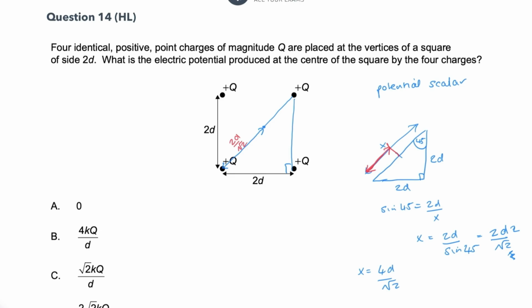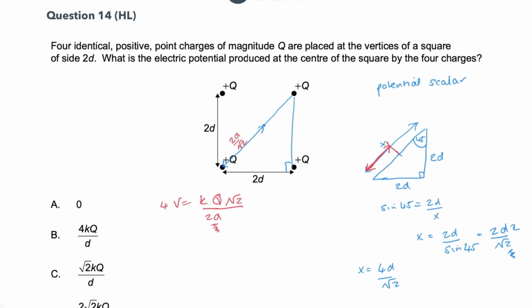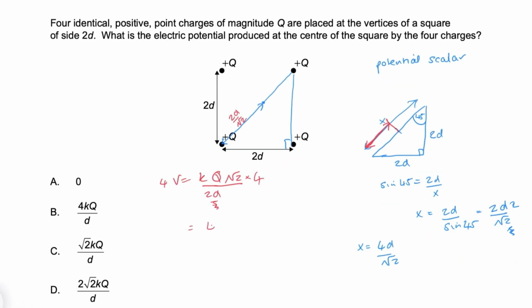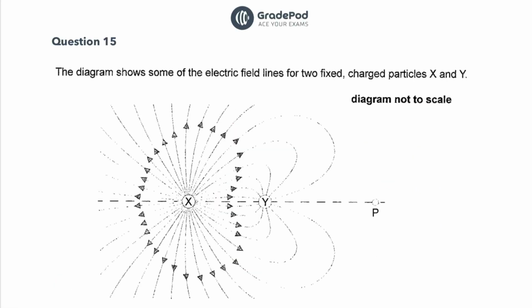Let's now work out what the potential is. The potential is V equals KQ over R. In this case, it's 2D over root 2. That goes up, so it's root 2 up there. That's the potential due to 1 charge. We want 4 of them, so we have 4V is equal to times 4. We have 4 root 2 KQ over 2D. Let's cancel that with that. So we've got 2 root 2 KQ over D. The answer is D.